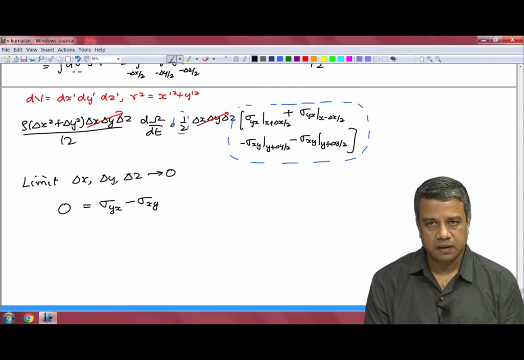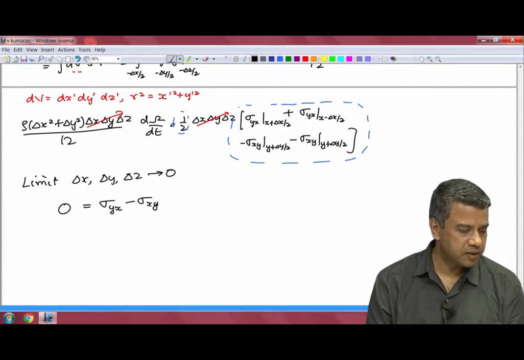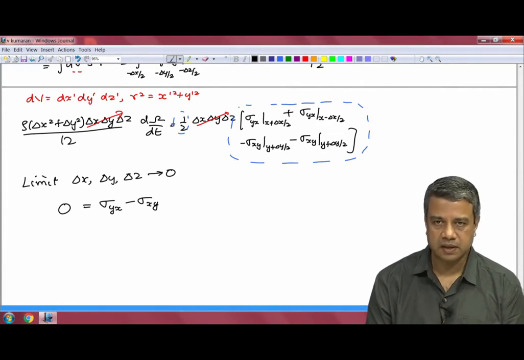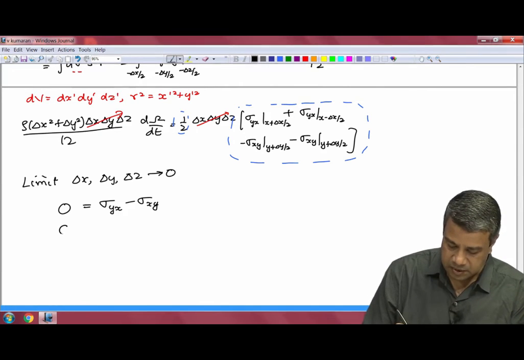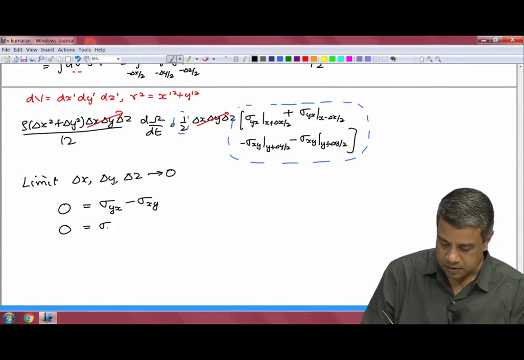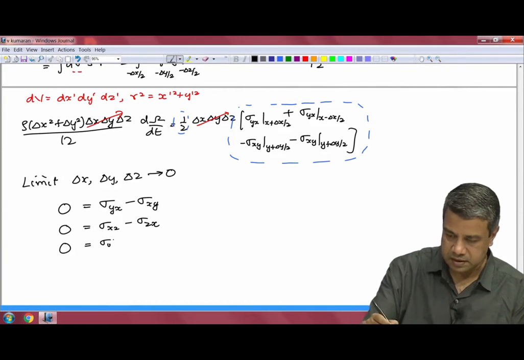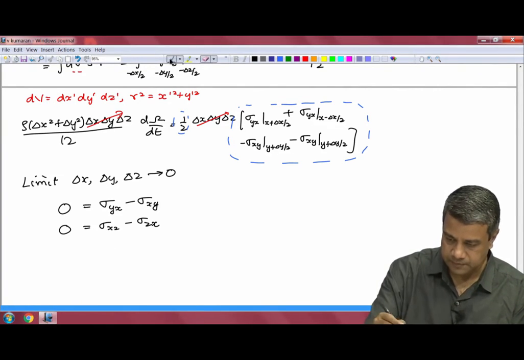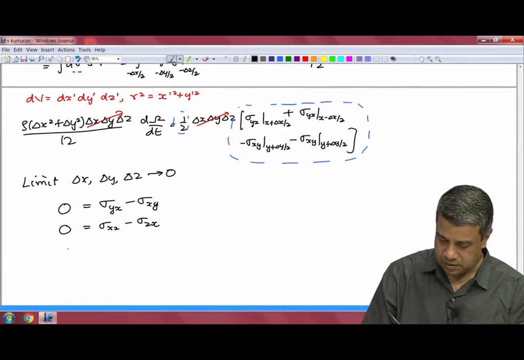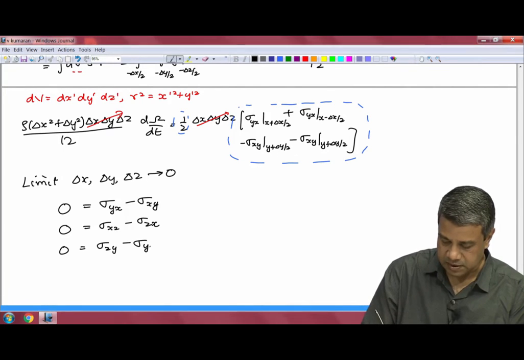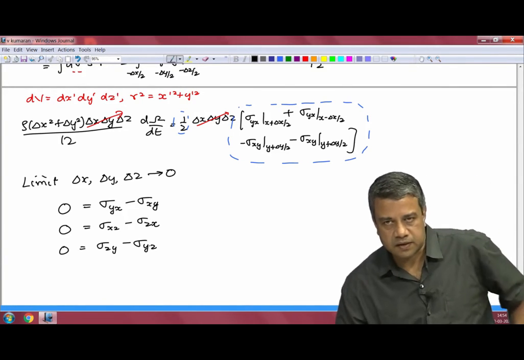You can do the same calculation for angular momentum conservation about the x and the y directions. About the y direction you will get sigma xz minus sigma zx, and about the x direction, sigma zy minus sigma yz. All of these have to be equal to 0.